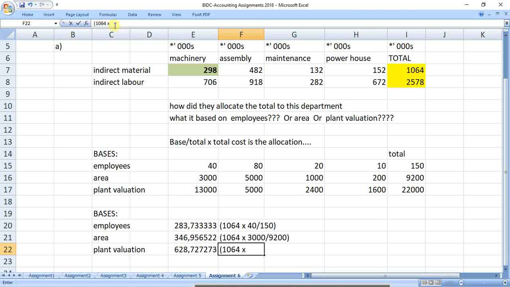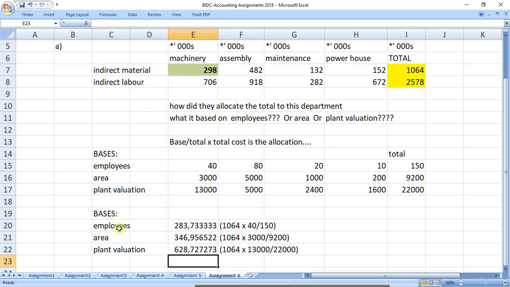1064 times the plant valuation is 13,000 divided by the total 22. Close brackets. Okay, that was that allocation. So what they've given you here at the top doesn't meet what they're saying here at the bottom. So I'm guessing that they're asking you to suggest the best. Okay, they said show the base of apportionment you have used. So what have we used?